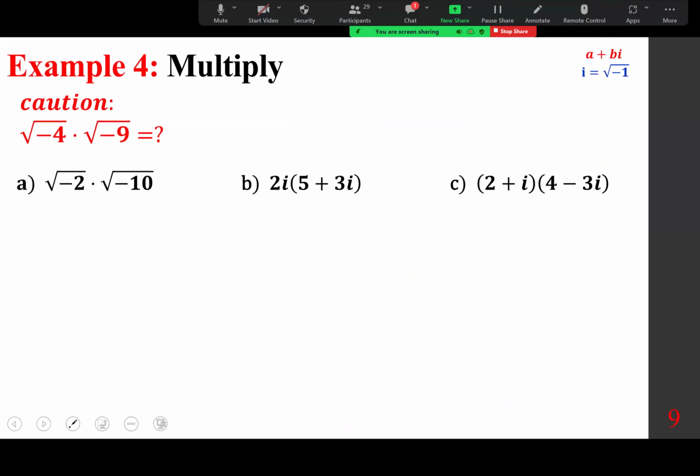Multiply. And it's important to be careful with a case like this, everybody. In order to multiply those, you have to change them to 2i and 3i. The result is 6i squared, which is minus 6.